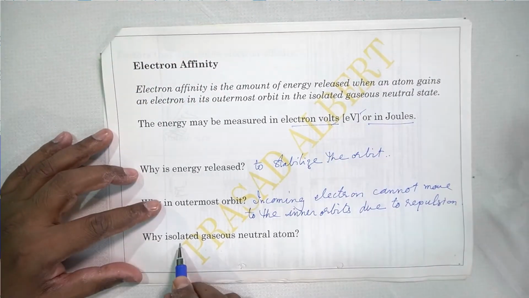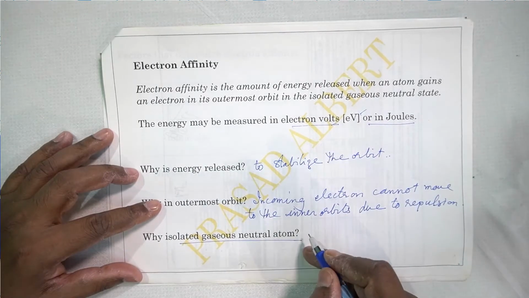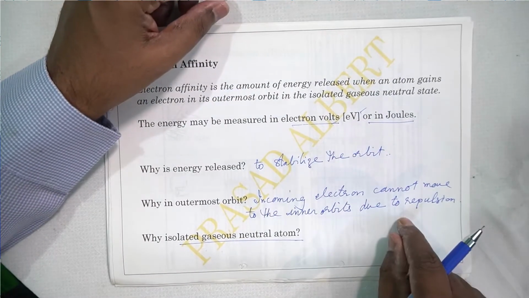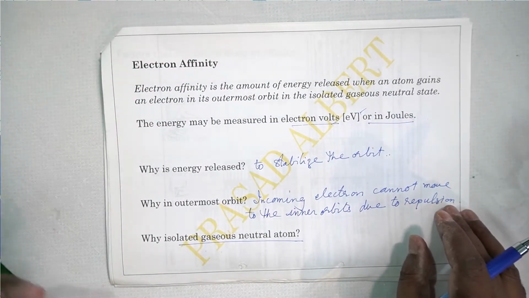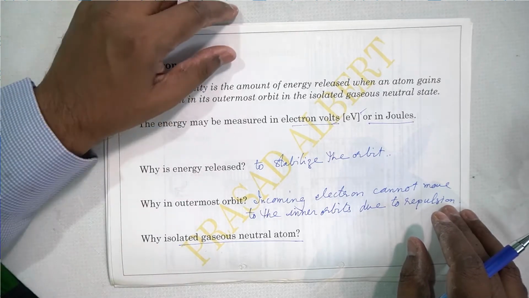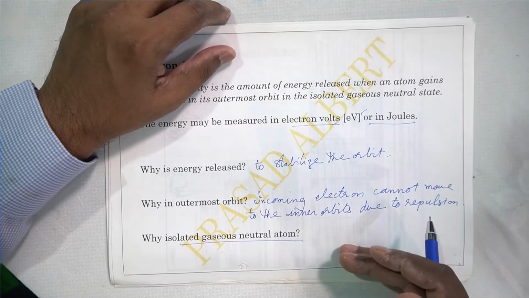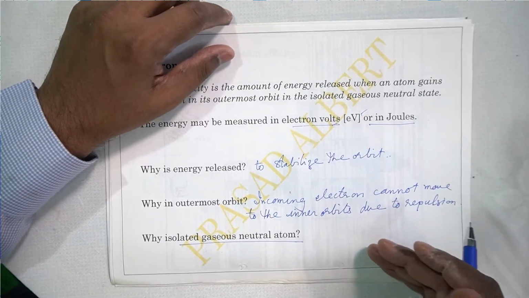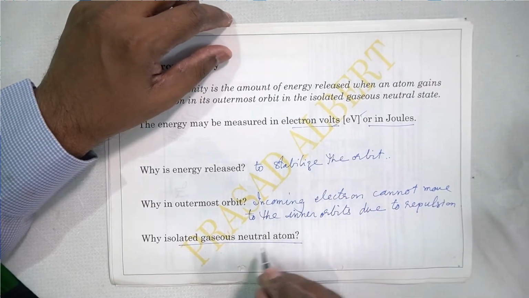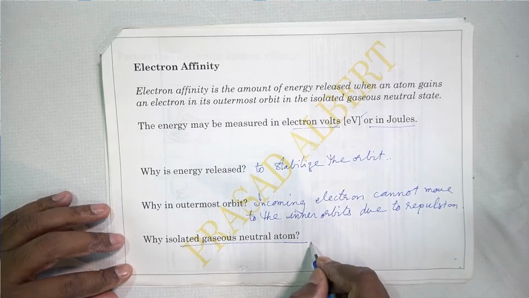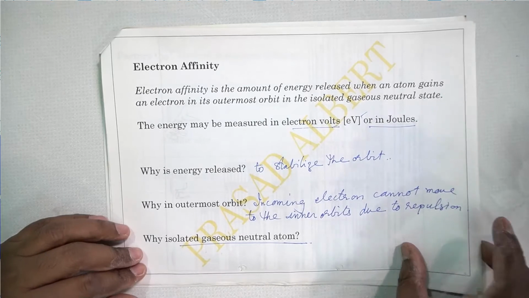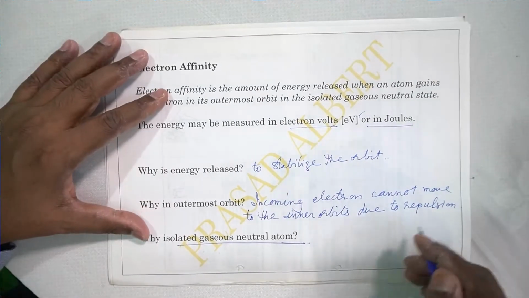Now, an isolated gaseous neutral atom is a theoretical concept. It is not possible to take one atom, keep it on the table and put one electron into it. Atoms are always taken in certain quantities, in 1 mole or certain moles. We see how the electrons are gained and how much energy is released, all that is measured and then calculated for a single atom. So it's a theoretical concept, not practical. Practically, we take a certain amount of substance and then calculate for a single atom. So this is to be understood.